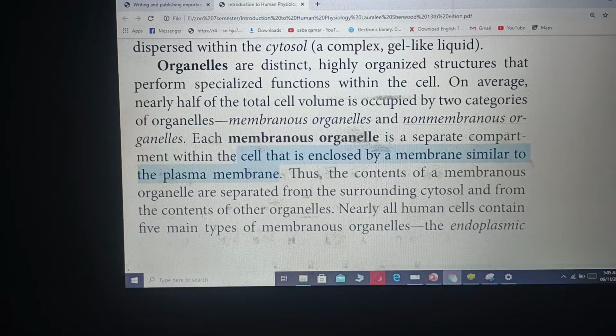Actually, the composition of the membranous organelles is the same as that of plasma membrane, but they may vary in the phospholipid nature. For example, plasma membrane contains different kinds of phospholipids, as well as the membranous organelles contain different kinds of phospholipids. But almost their structure is the same, that is phospholipid bilayer, with protein layers studded within the phospholipid bilayers. So I am moving towards the next. What are the membranous organelles?